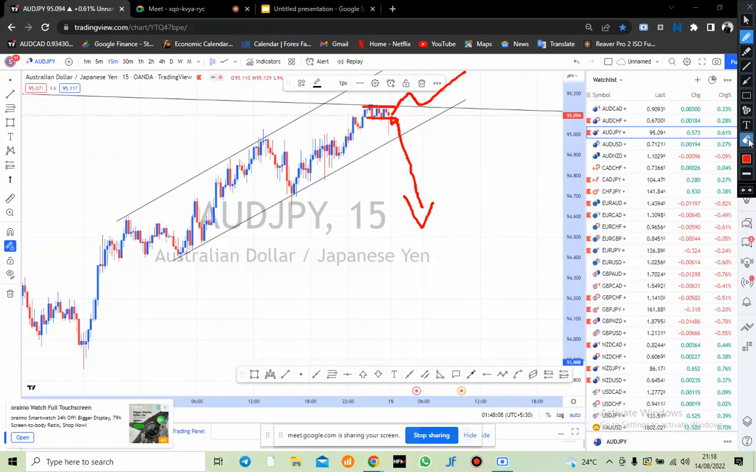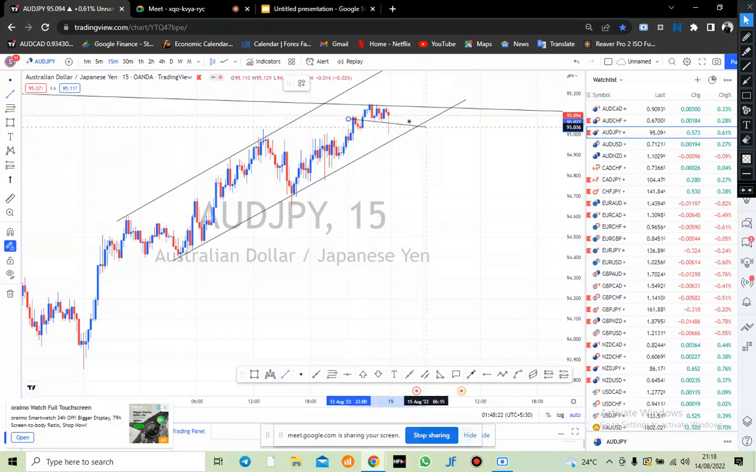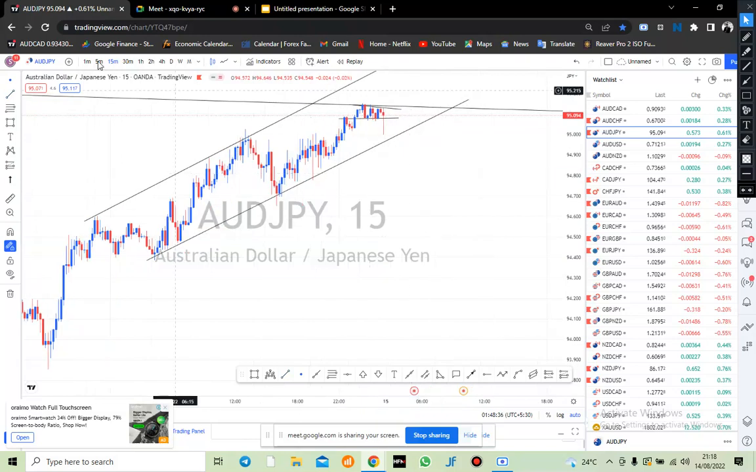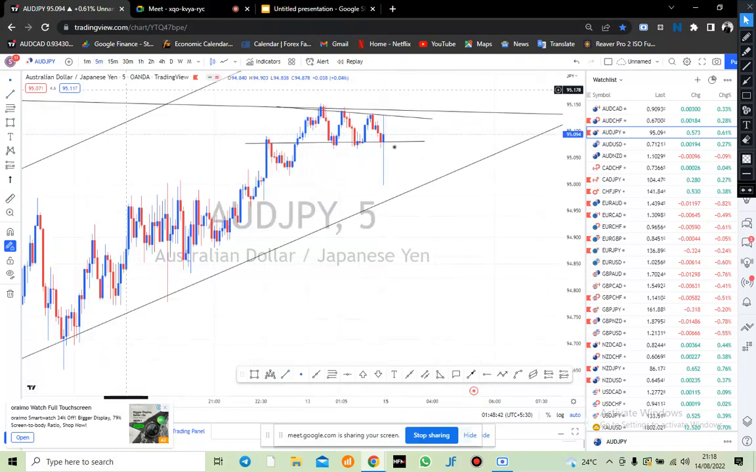So that is why I'll scale down to lower time frame, the 15-minute time frame, to check if there's going to be any opportunity to start selling. But from what I'm seeing here, I think there's no opportunity yet. That means there's still no opportunity to start selling the trade. Let me go to 1 to 5 minutes. You can see this pattern. There's still no opportunity to start selling.